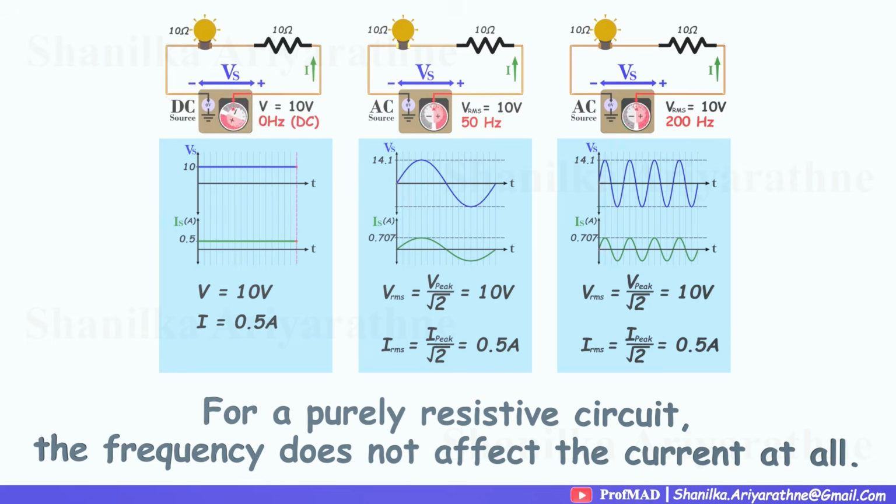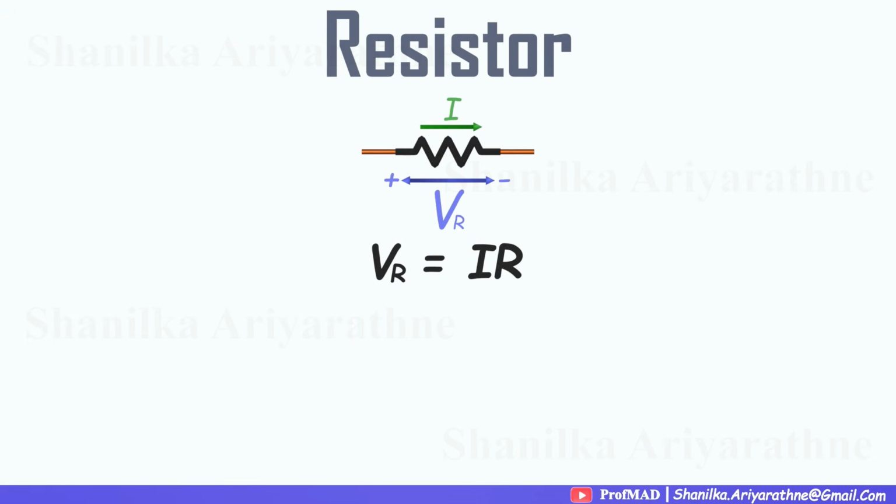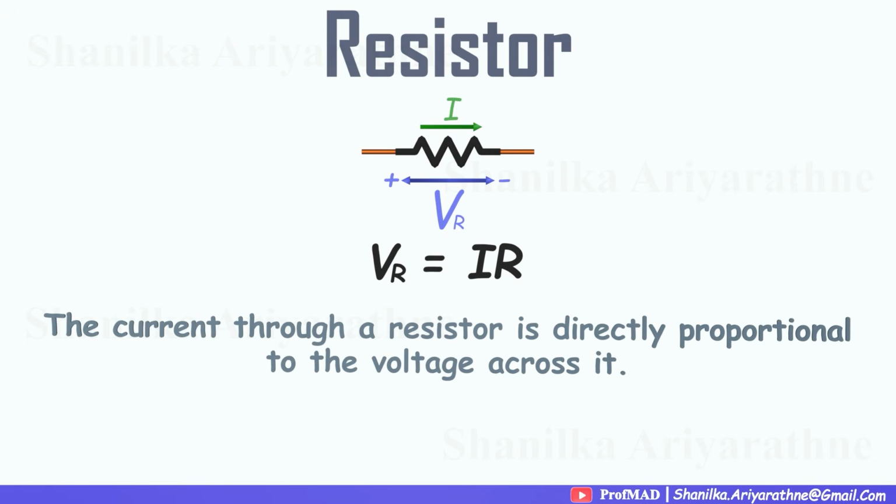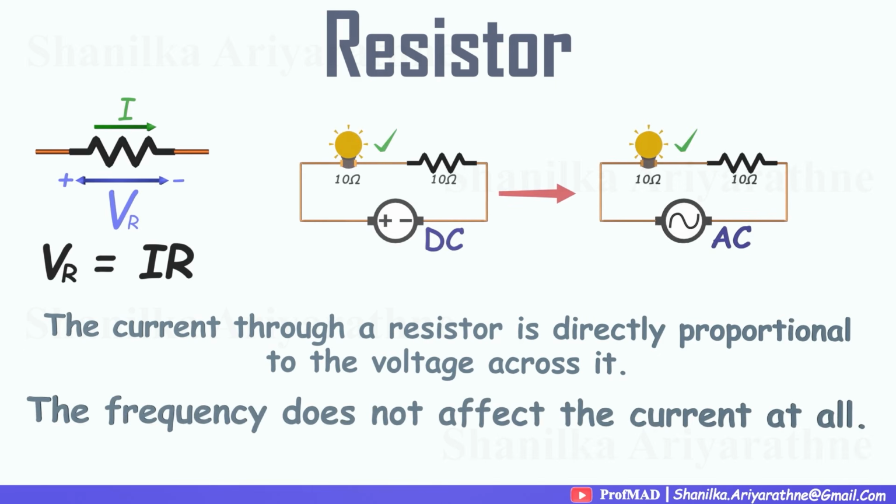We can understand this using the resistor equation. This equation tells us that the current through a resistor is always directly proportional to the voltage across it. So it doesn't matter whether the voltage is constant like DC or continuously changing direction like AC. The current simply follows the voltage instantly. If the voltage increases, the current increases. If the voltage reverses direction, the current reverses too. But the frequency itself does not change the amount of current flowing through the resistor.